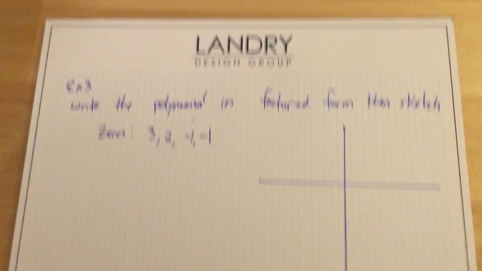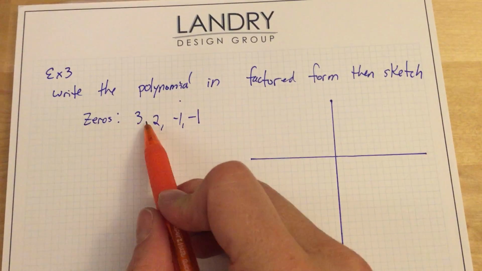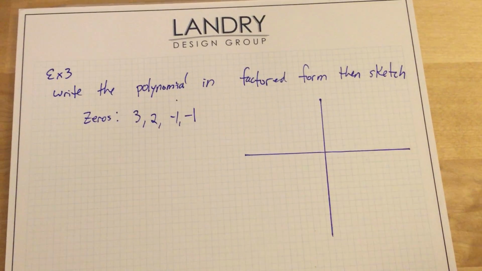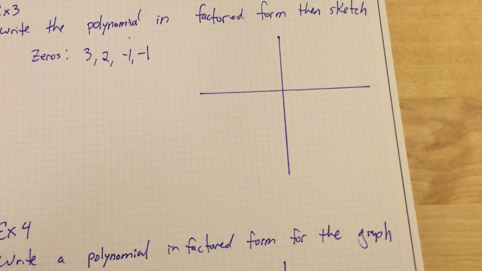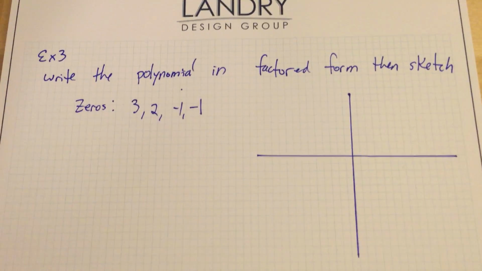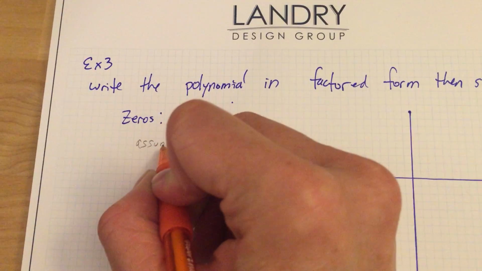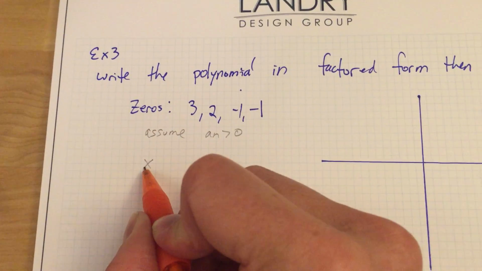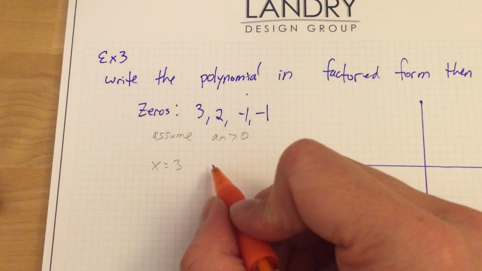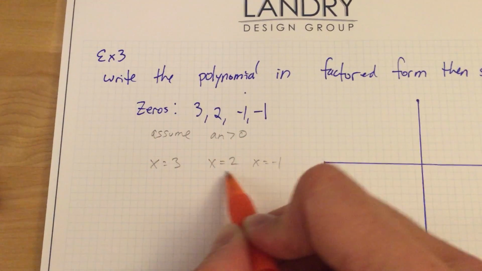Okay, let's try another one. What happens if I ask you to write it in factored form and then sketch it? If you only know your zeros, there are different things that we can do. We are assuming that your a of n is going to be positive, so let's assume for right now your a of n is greater than 0. If I write it in factored form, that would be as if I just set x equal to 3, x equal to 2, x equal to -1, and then move the 3, the 2, the -1 over.